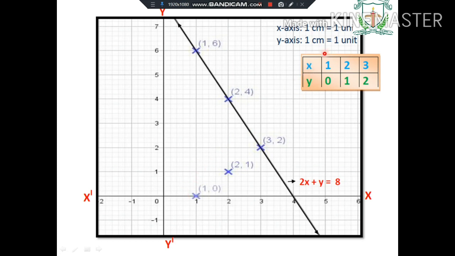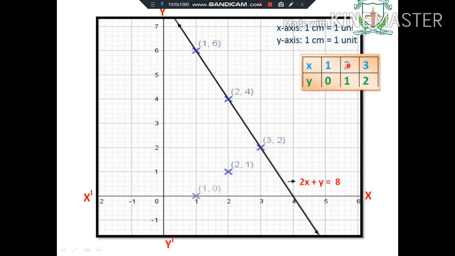So first value, x is equal to 1, y is 0. So from 0 on the x-axis, you move to the right hand side, x is equal to 1, y is 0. Y is 0 means you need not move up or down, mark there only. This point becomes (1, 0). These are the coordinates of this point, (1, 0).